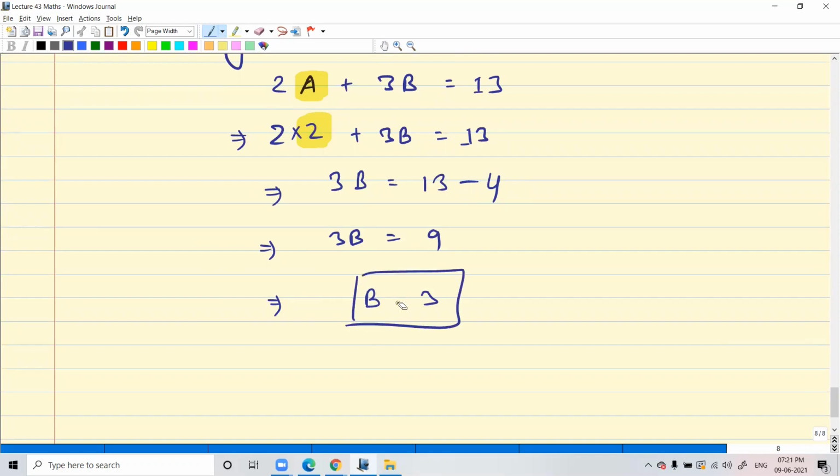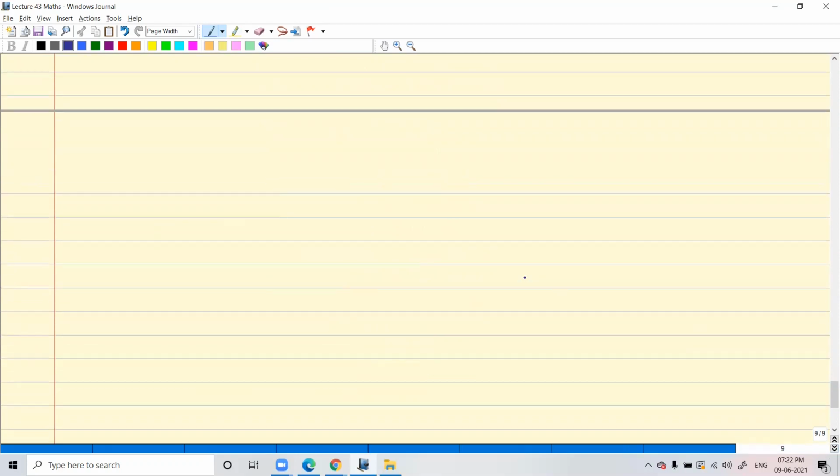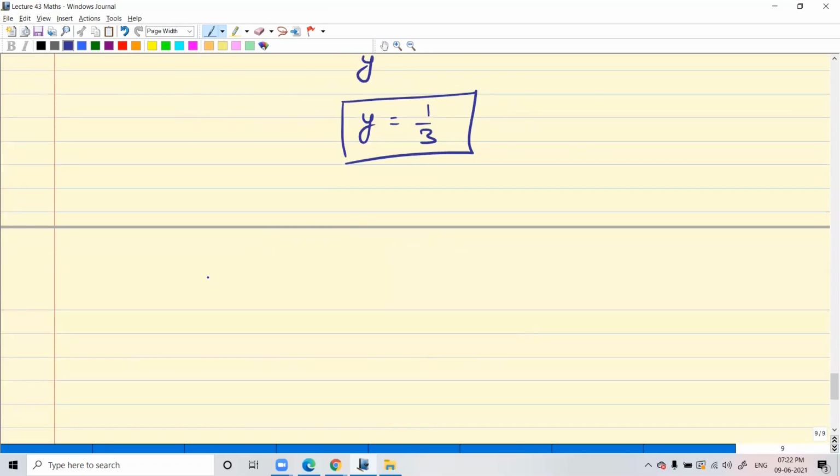So we have got both the answers now, but this is not what we are interested in. We know b is equal to 1 by y. So 1 by y is 3. So what will be y then? Of course, 1 by 3. So we have got the solution. x is 1 by 2 and y is 1 by 3.